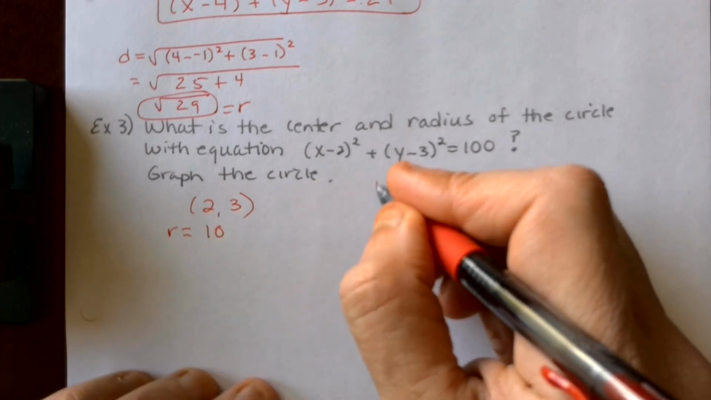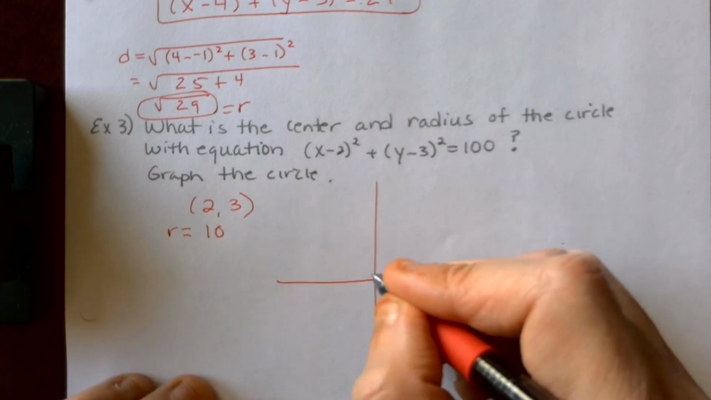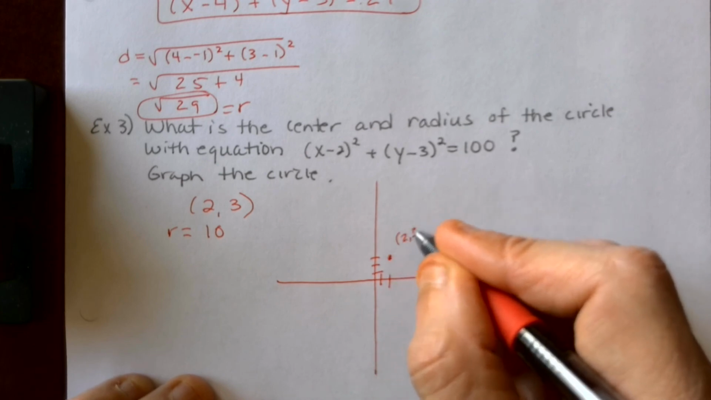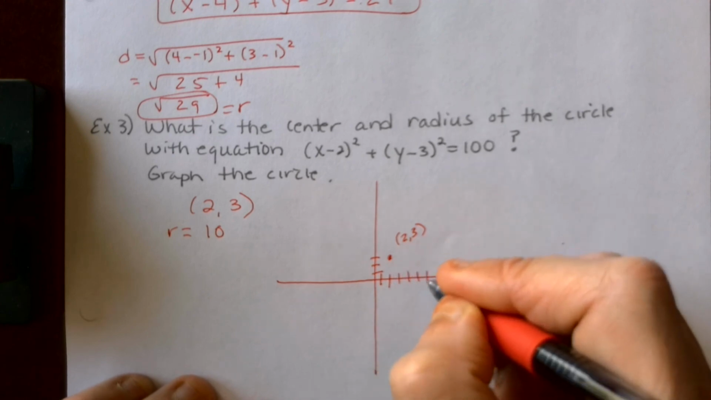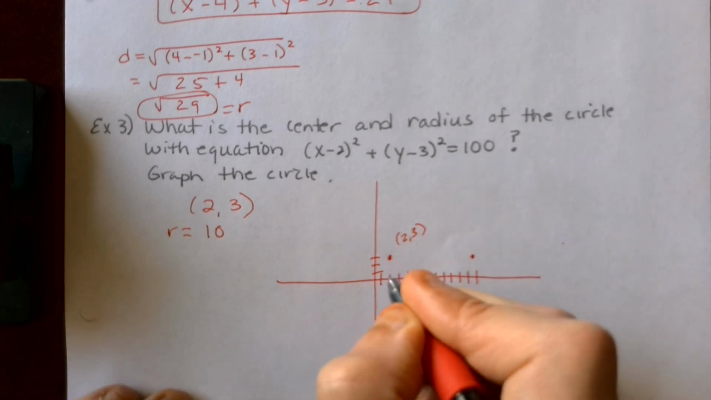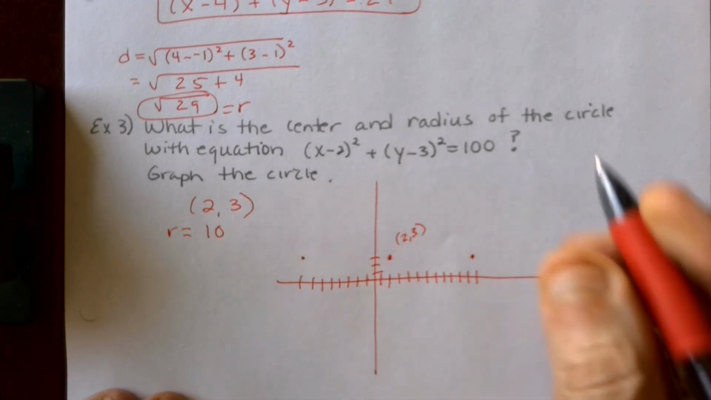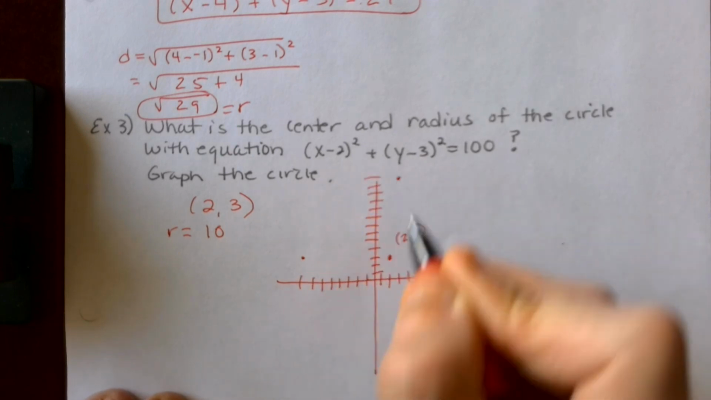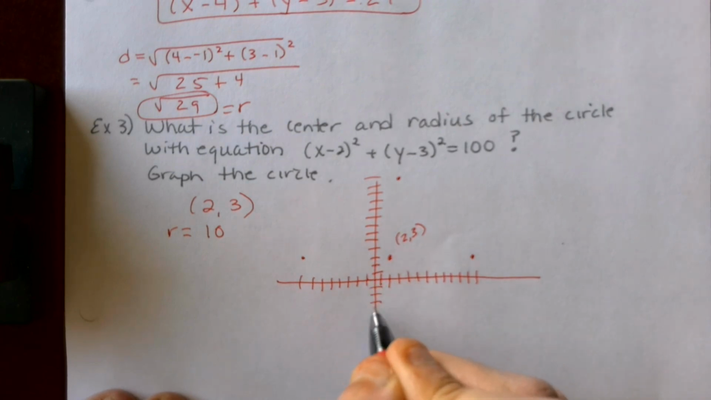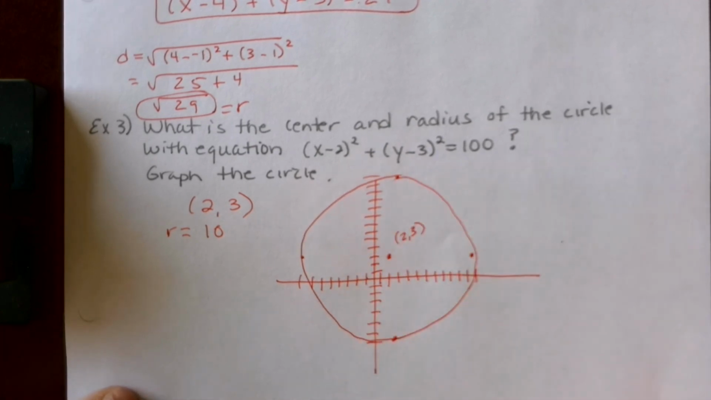And graph it. First, you want to put your center. And then radius of 10, so you can go out 10. So this is 2, 1, 2, 3, 4, 5, 6, 7, 8, 9, 10. And then it was 2 here, so we go 8 this way. 1, 2, 3, 4, 5, 6, 7, 8. And then we're going to go up 10, 1, 2, 3, 4, 5, 6, 7, 8, 9, 10. And down 10, and it's 1, 2, 3, 4, 5, 6, 7, 8, 9, 10. And there we go. You can use a compass instead of good old Mrs. Silva's way and get a nice perfect circle.